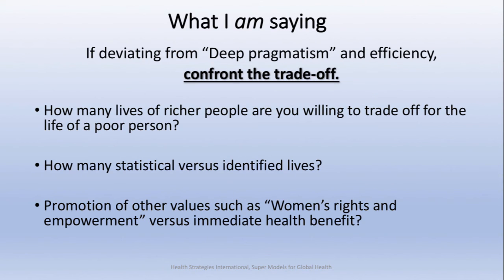But here's what I am saying. If you're going to make a decision, if policy is going to deviate from the results that would follow from deep pragmatism and efficiency, the trade-off should be confronted. In other words, how many lives of richer people are you willing to trade off for the life of a poor person if you want to advance the principle of equity? How many statistical lives are you willing to sacrifice for an identified life? And what about the promotion of other values, such as women's rights and empowerment versus immediate health benefit? How do you weigh those things? What I'm saying here is these are real trade-offs, period.